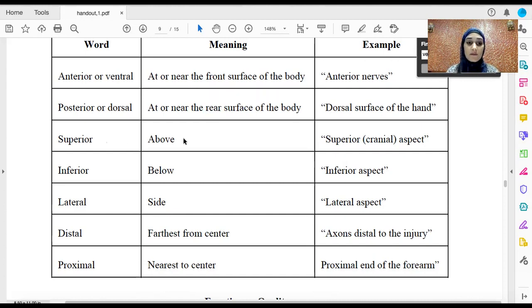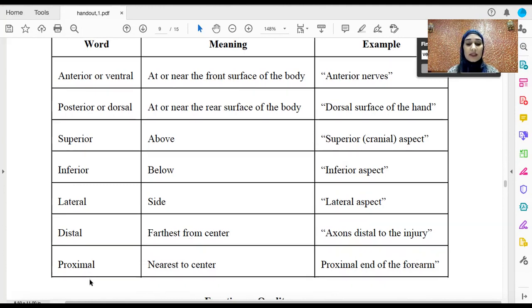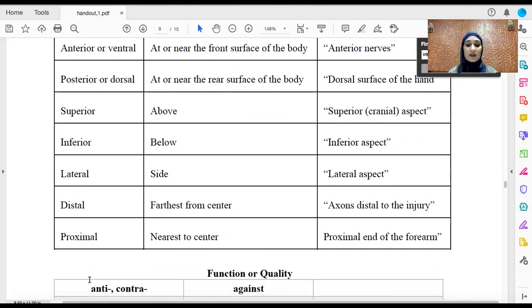Superior means above. Inferior means below. Lateral means side, like the lateral aspect. Distal means farthest from the center, and proximal means near to the center. So we have distal, and the opposite of it is proximal.